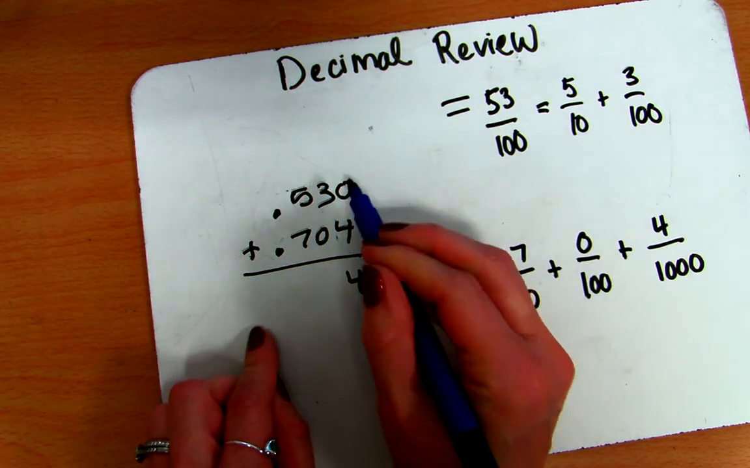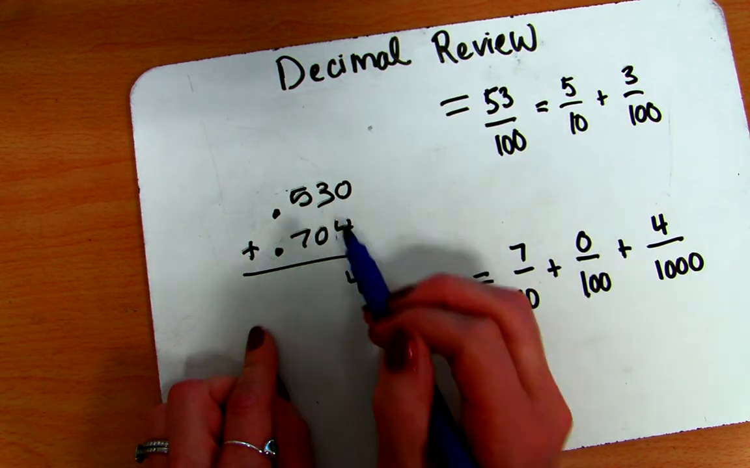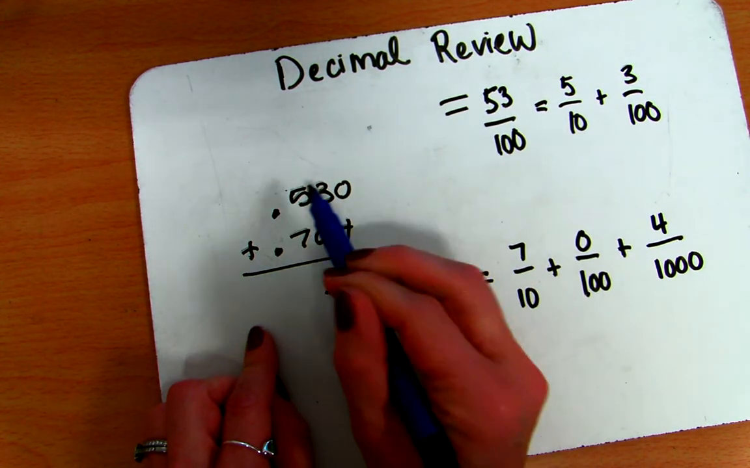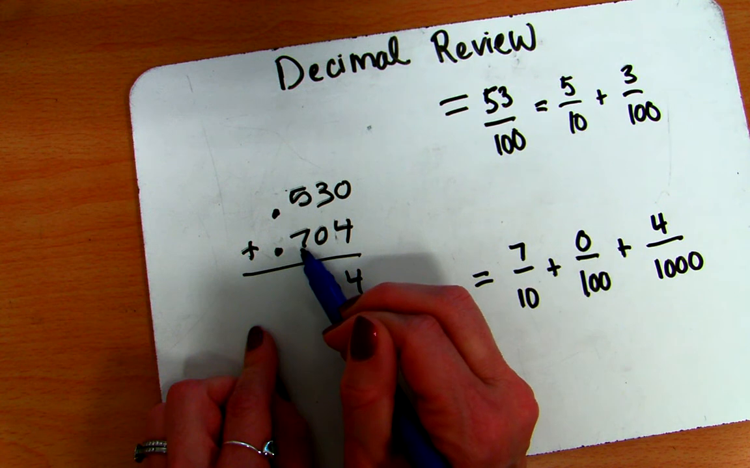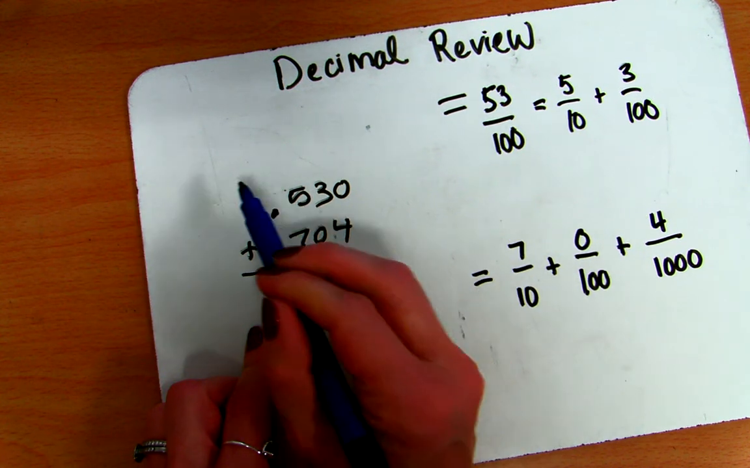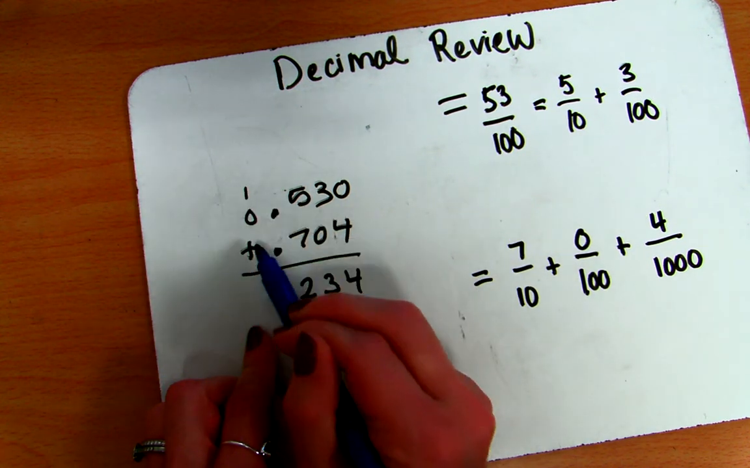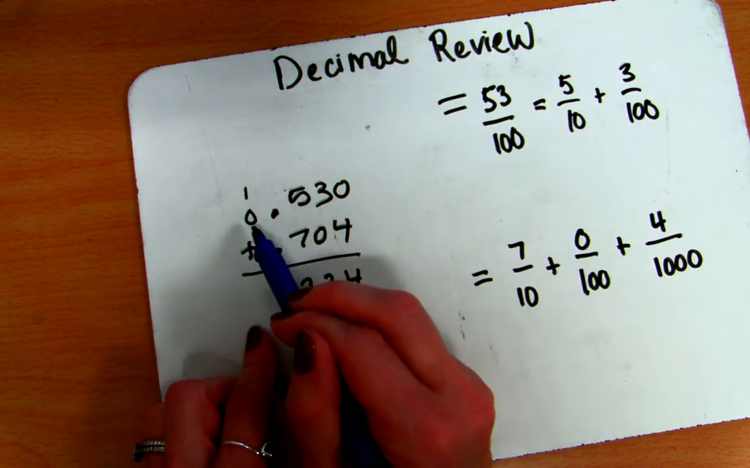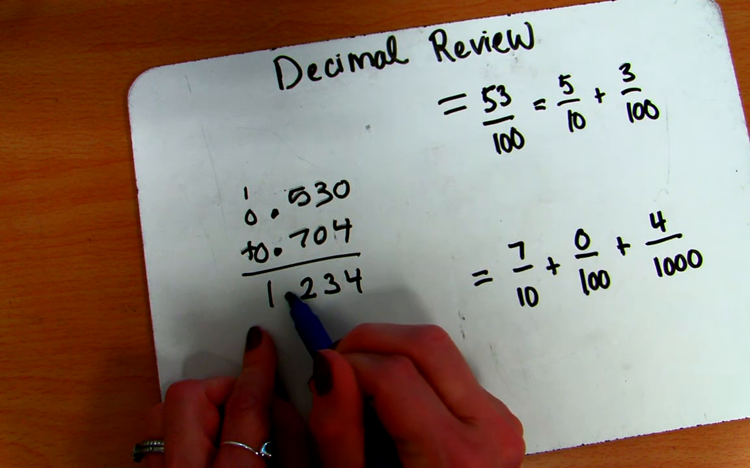Add away: 4, 0 plus 4 is 4, 3 plus 0 is 3, 5 plus 7 is 12. I put down the 2, I carry the 1. Right? There's 2 zeros here, so 1, 0, and 0 gives me 1, and I keep the decimal in the same place.